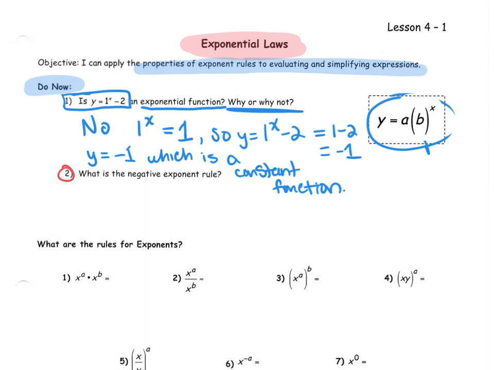Okay, so can we go back and just think about what is the negative exponent rule? Does anyone remember? I actually kind of just did it already. If I have a to the negative x, what is that written as with positive exponents? That'd be 1 over a to the x. When we have a negative exponent, we drop it into the denominator and make it positive. So that's our negative exponent rule.